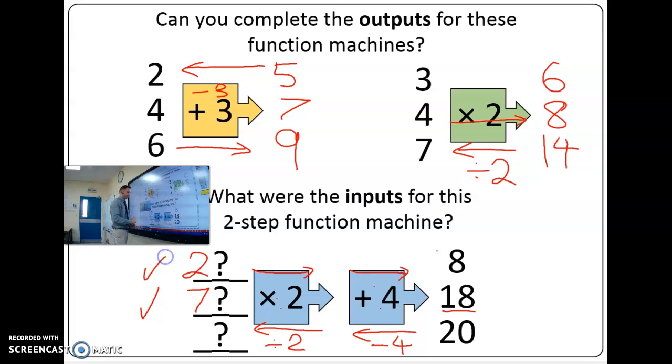We're correct. And the last one, 20 minus 4 is 16. 16 divided by 2 is 8. Check it works. 8 times 2 is 16. 16 plus 4 is 20. We're right as well. Okay, there's some of the basics of function machines.